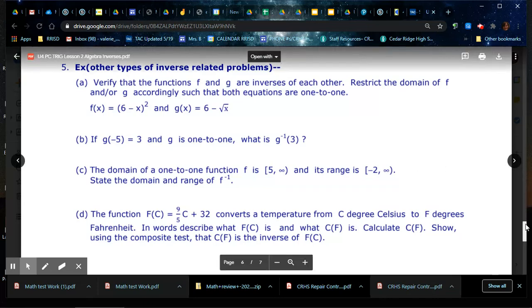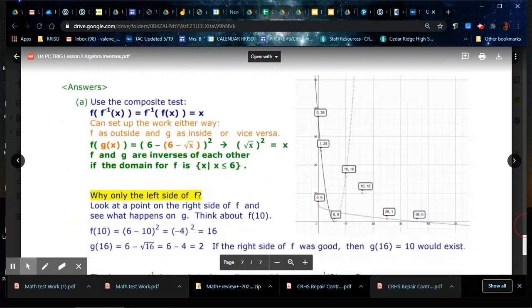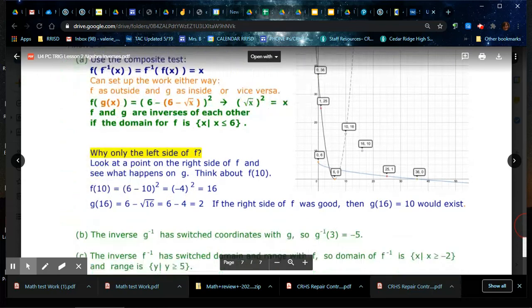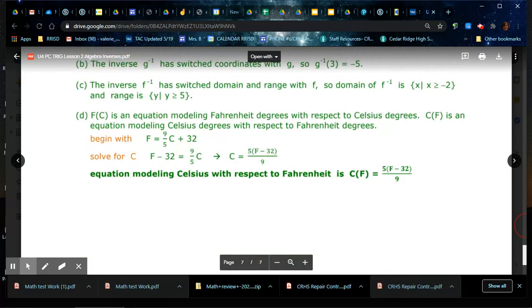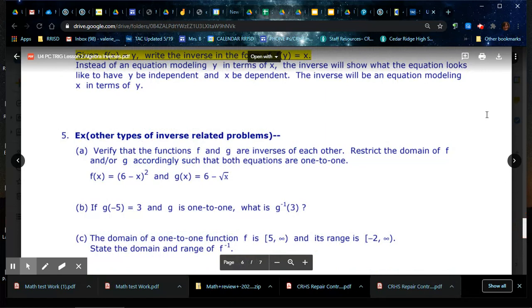So I'm going to skip that last one there, in Celsius and Fahrenheit. So here are some of the composition tests and some of the answers to those last couple of problems.